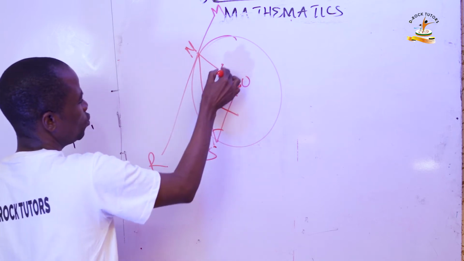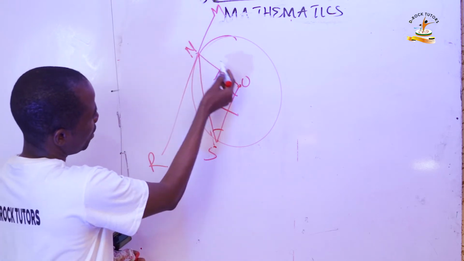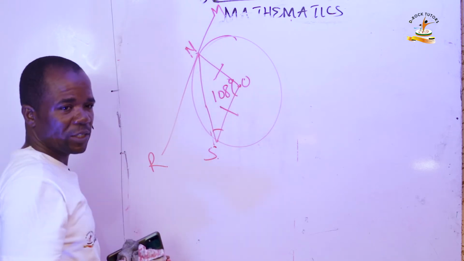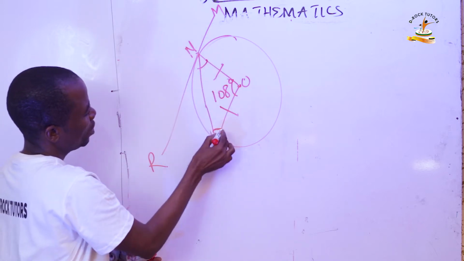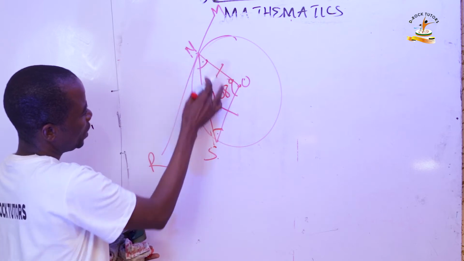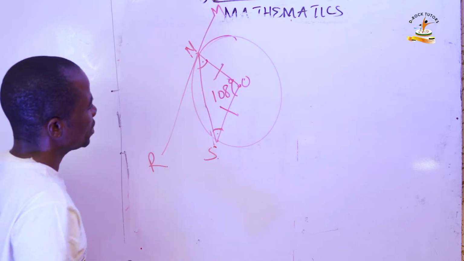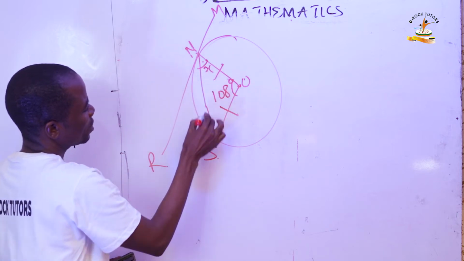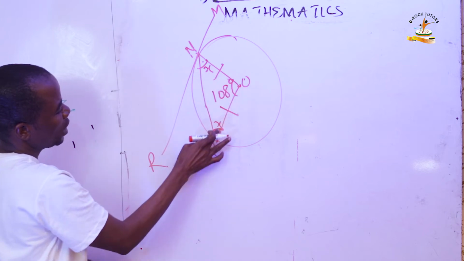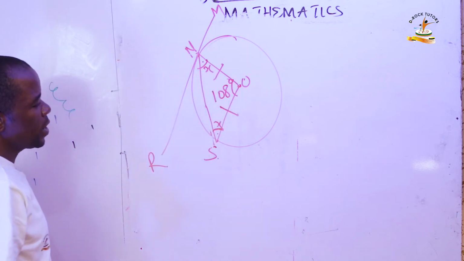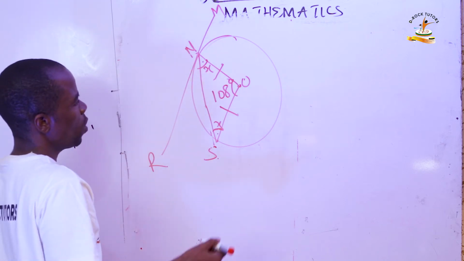And since these two are equal because they are radii, it means that this triangle NOS is an isosceles triangle. So these angles are the base angles of an isosceles triangle, and they will be equal as a result. So we can say this is x and this is x. The sum of these three angles will be equal to 180 degrees because the sum of angles in a triangle add up to 180 degrees.